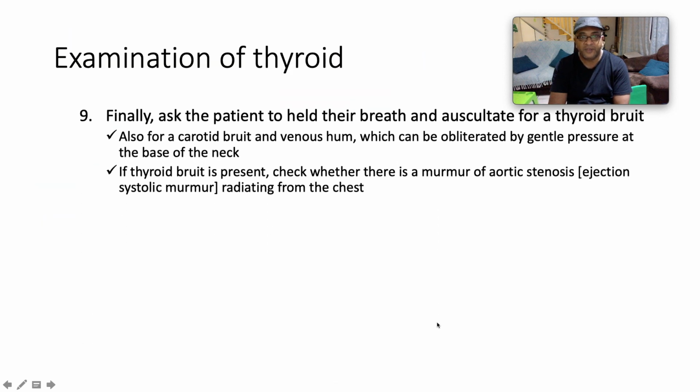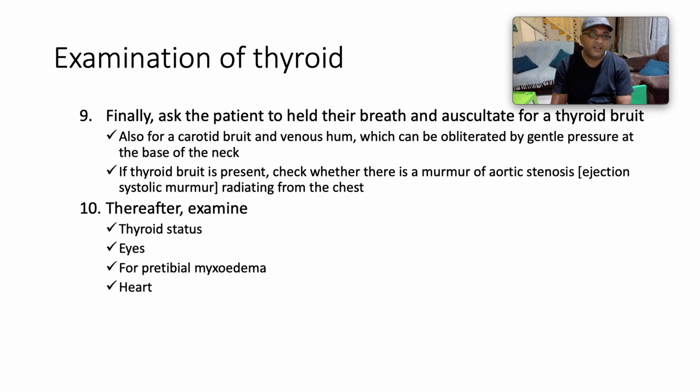Finally, you ask the patient to hold their breath, and you will auscultate for a beautiful thyroid bruit. Also for a carotid bruit and a venous hum, which can be obliterated by gentle pressure at the base of the neck. If the thyroid bruit is indeed present, check whether there is the murmur of aortic stenosis, an ejection systolic murmur, radiating from the chest, because that is a differential for that sound. Remember, in our video about aortic stenosis, we said that the murmur is ejection systolic and radiates up into the carotids.